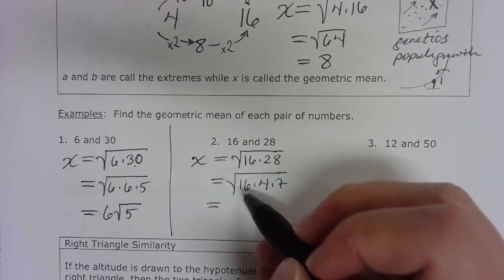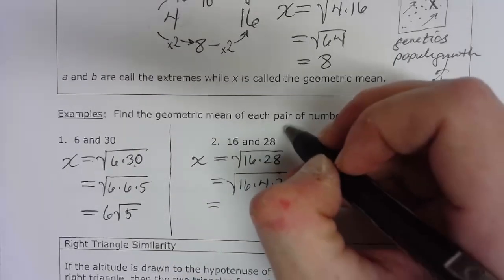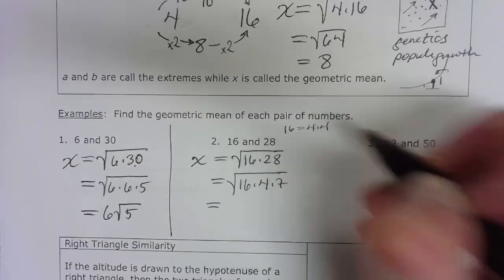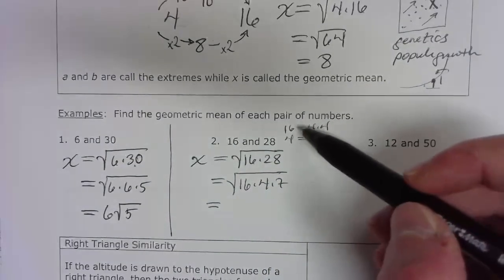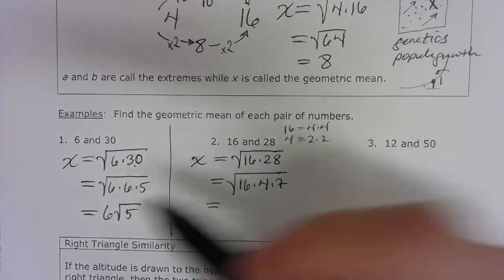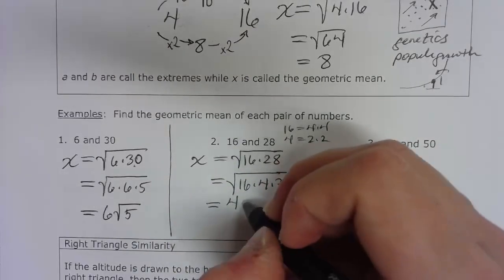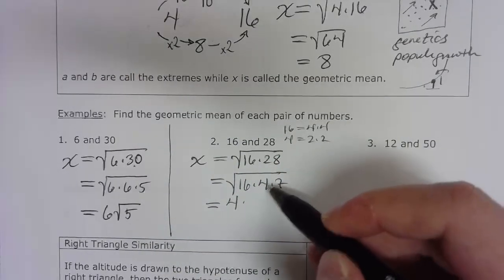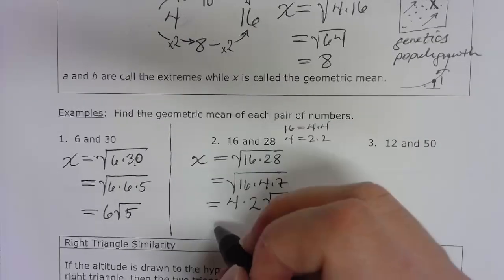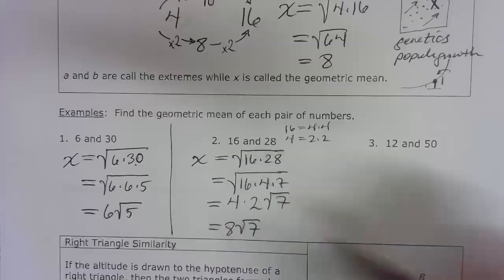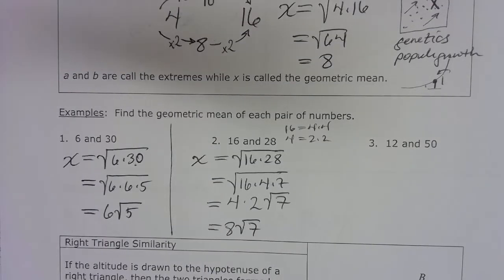Alrighty, and then here, 16 and 4 are both perfect squares. 16 is a pair of 4s, and 4 is a pair of 2s. So if there's a 16 in your radical, a 4 gets to come out, so 4 times. And then since there's a 4 here, a 2 gets to come out. And then we'll leave 7 on the inside, so we get 8 root 7 for our answer here.